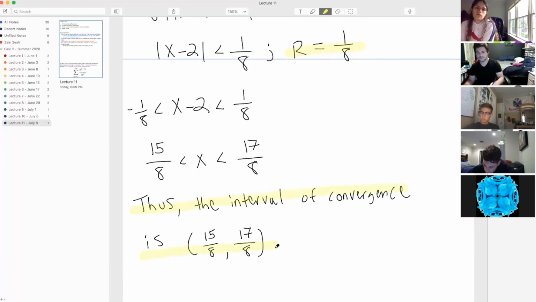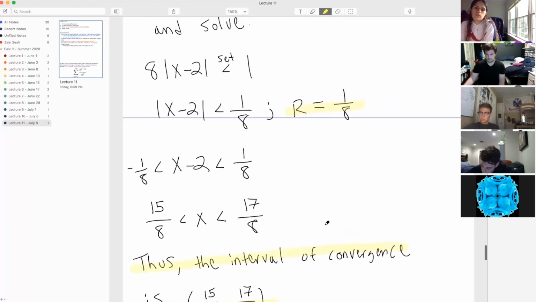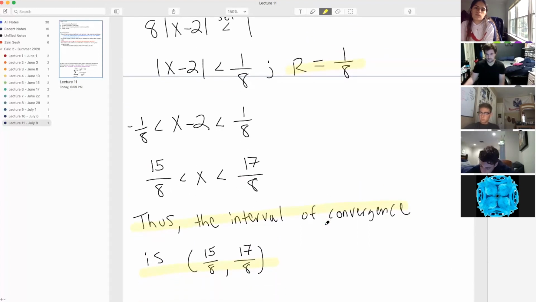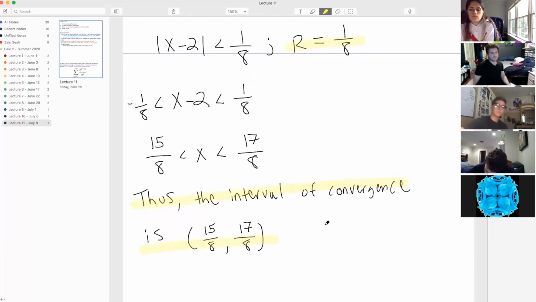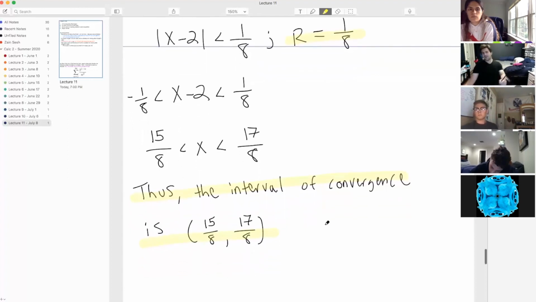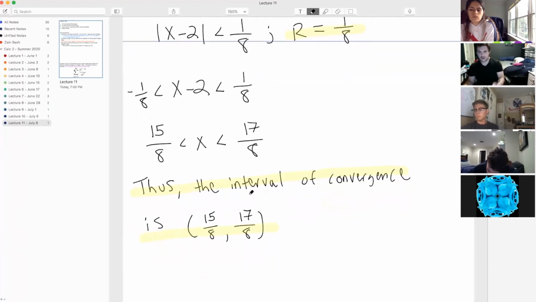I have a question. When we did the test, we had to say this converges because of the limit convergence test or what have you. When we do this, do we also have to put "thus the interval of convergence is" in our answers? Or is that more or less to just show us what we're doing in the class right now? I'm trying to be instructive here to tell you what this is. Got it. You can just write 15 over 8, 17 over 8, but it never hurts to be super clear.